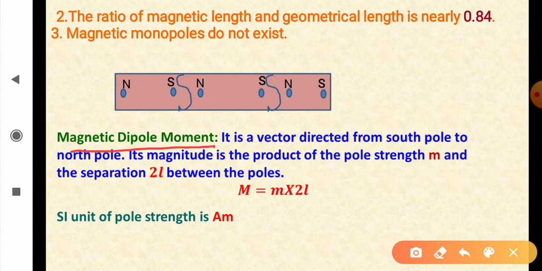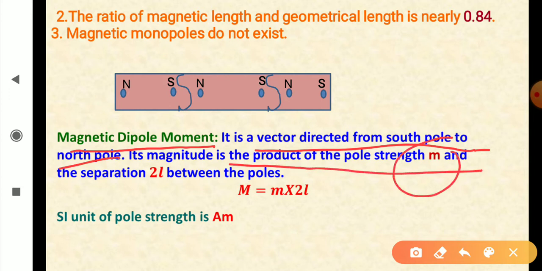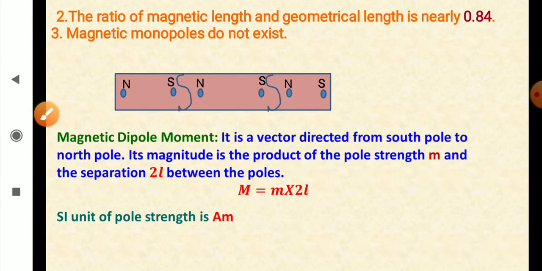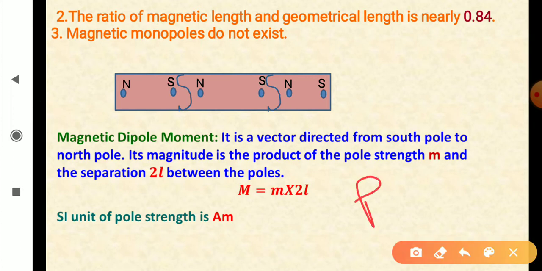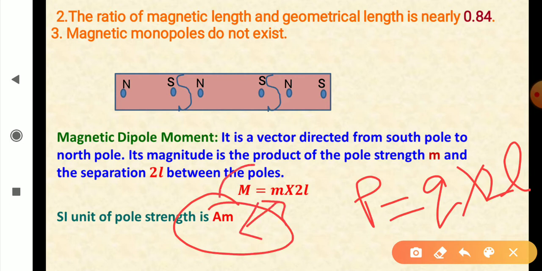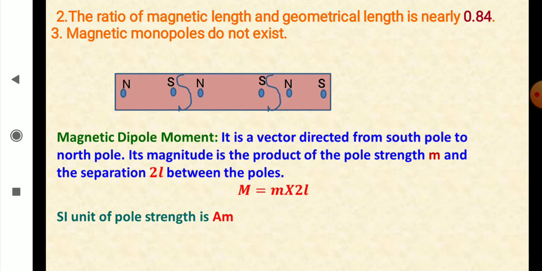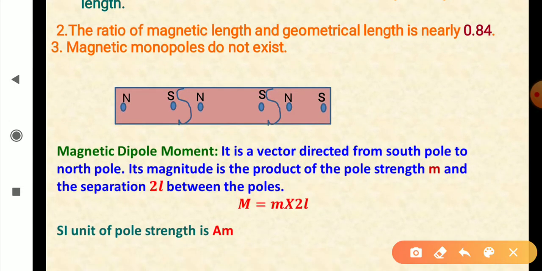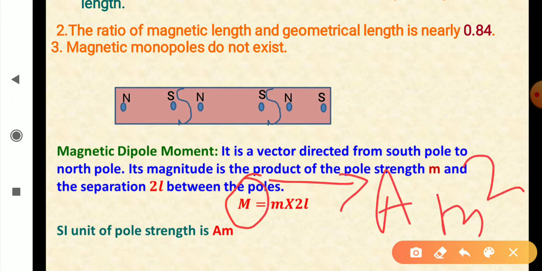And now, definition of magnetic dipole moment. It is a vector directed from south pole to north pole. Its magnitude is product of pole strength M and separation 2L. So M is equal to M into 2L. It is similar to electric dipole moment Q into 2L. And the SI unit of pole strength is ampere meter, right? And SI unit of magnetic dipole moment is ampere meter square.